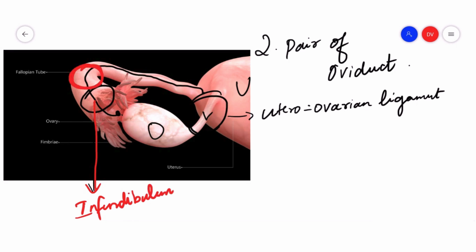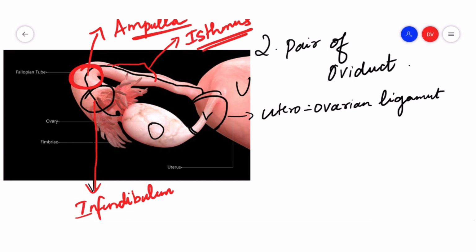And you can see a very broad lumen region, which is known as the ampulla, where fertilization actually happens. The site of fertilization is the oviduct, and more specifically the ampulla of the oviduct. And this narrow lumen portion right after the ampulla, you call it the isthmus. So what are the different sections? Infundibulum, which is the funnel-shaped part, the ampulla, which has a very broad lumen, and then the narrow lumen portion of the tube, which is called the isthmus.